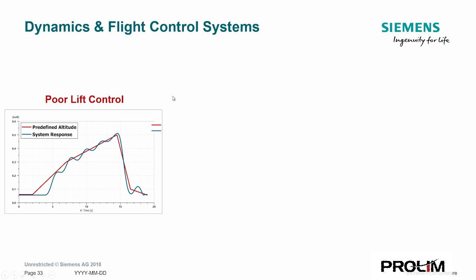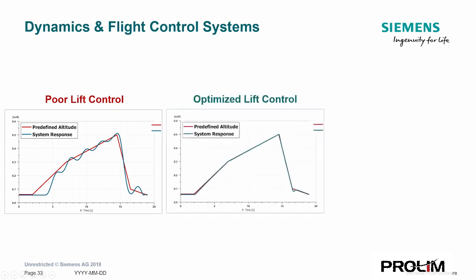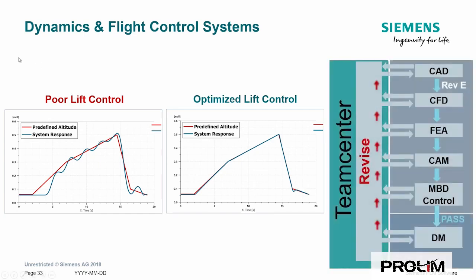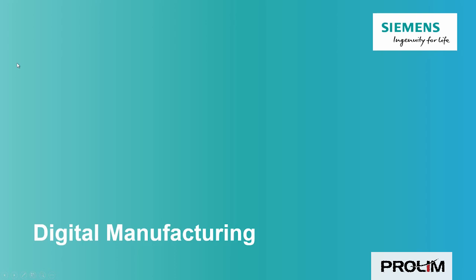So within AimSim, one can then conduct the optimization of the system response, the control system response, based on the predefined input of the flight envelope. So here you can see an example of a poor system response. And afterwards, after tweaking the control parameters, you can see the system response following the flight profile very accurately. And that will then be regarded as a pass, and then we can move on to the digital manufacturing space.